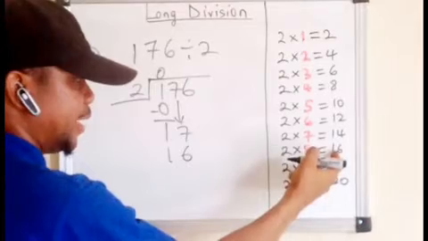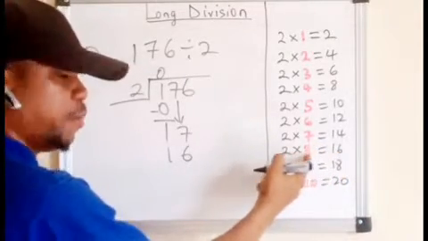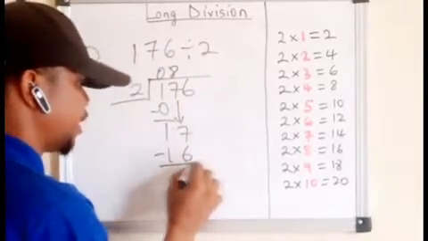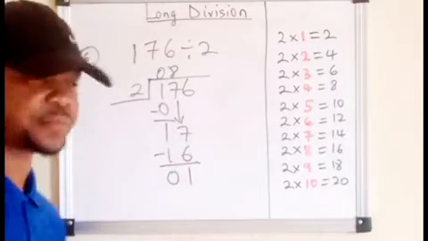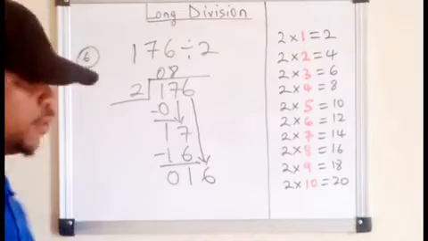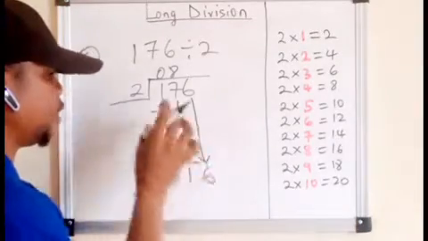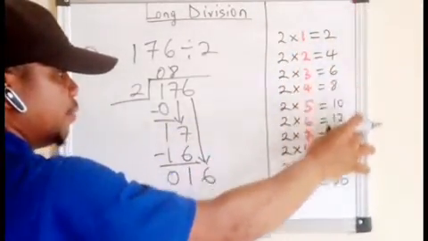At the line where 16 is located, the middle number there is 8. We write it on top, and then we subtract. 7 minus 6 is 1. 1 minus 1 is 0. We bring down the last digit. So this gives us 16 now. We are looking for 16. 2 divide 16.